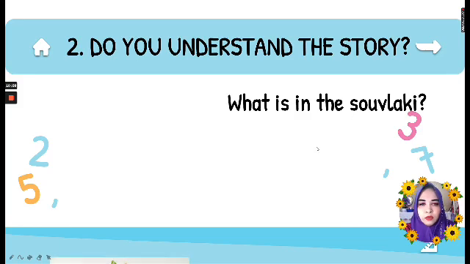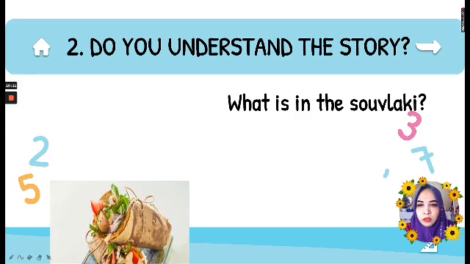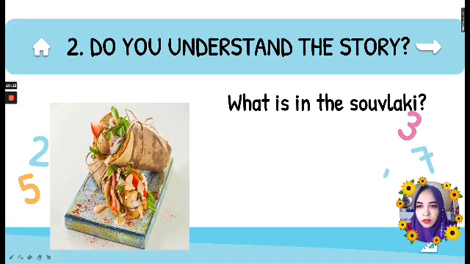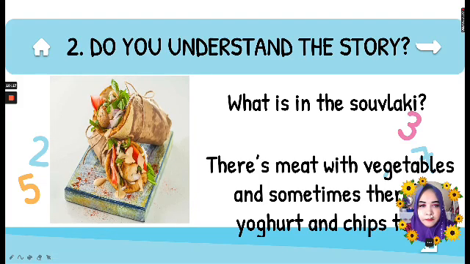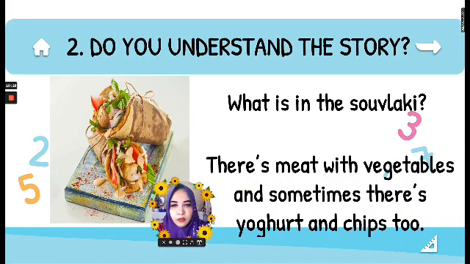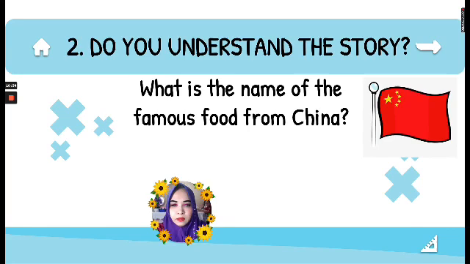Apa yang ada dalam souvlaki? Let's take a look. Okay, this is the real one. There's some meat, vegetables. Okay, let's look at the answer. It's mentioned here. There's meat with vegetables, and sometimes they put crepes. Okay, and yogurt too. Dia letak juga yogurt and chips. Chips ni macam keropok lah, keropok nipis.